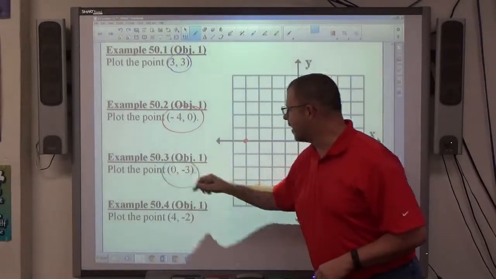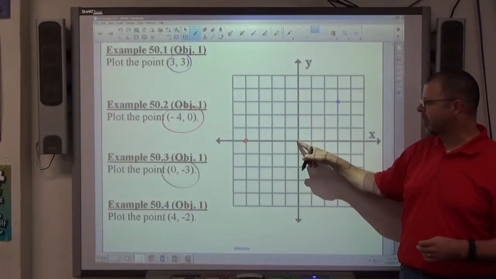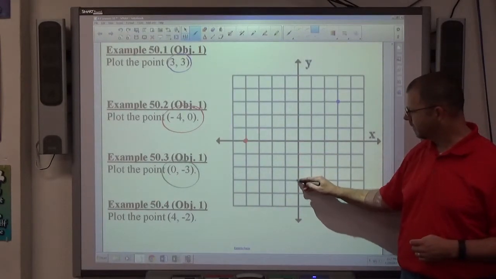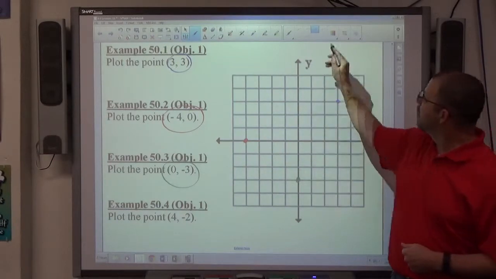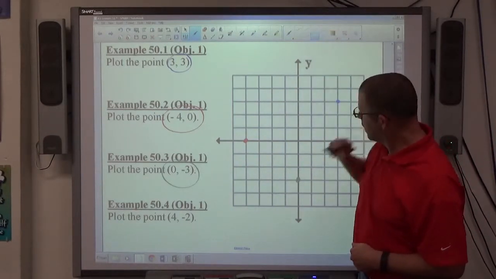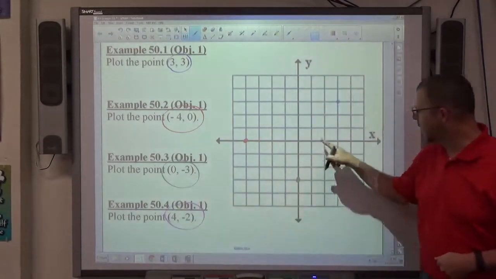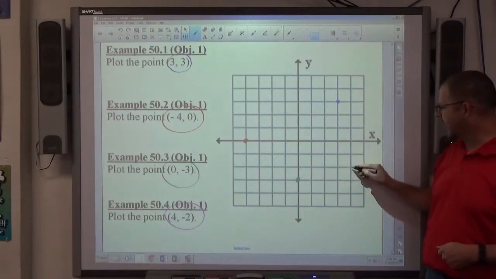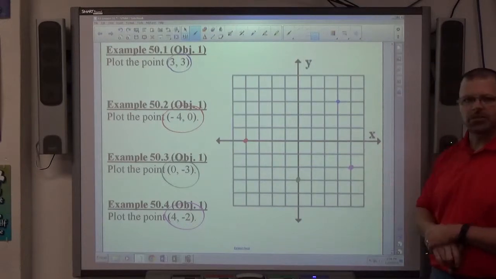Third point, 0, -3, so I start at the origin. The first number tells me to not move left or right, the second number 3 down. There's my third point. And my final point, 4, -2, that tells me to put my finger at the origin, 1, 2, 3, 4 right, 1, 2 down. And you plot your 4 points.